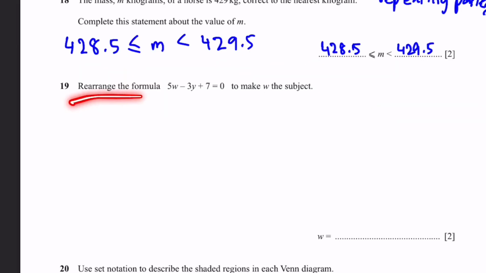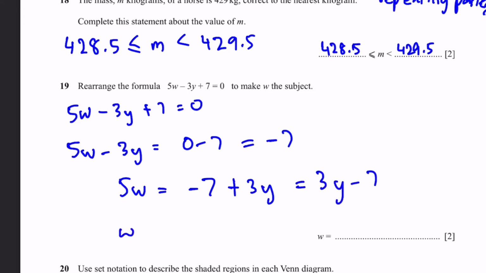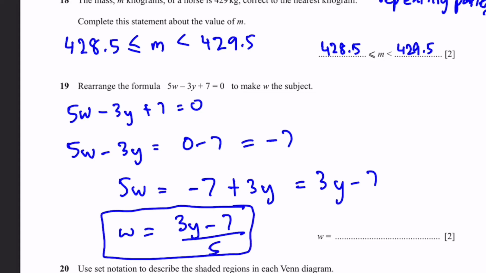Question 19. Rearrange the formula 5w minus 3y plus 7 equals 0 to make w the subject. This is simple enough. 5w minus 3y plus 7 equals 0. 5w minus 3y equals 0 minus 7, which is equal to minus 7. 5w equals minus 7 plus 3y, which is equal to 3y minus 7. And w is equal to 3y minus 7 by 5. So this is the formula with w as the subject.